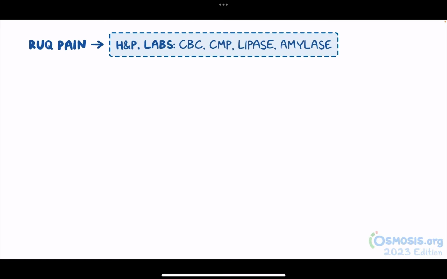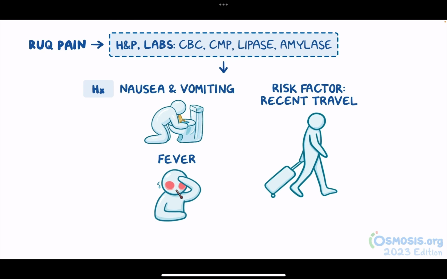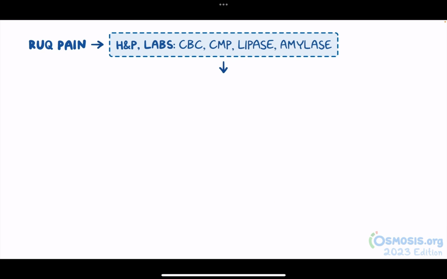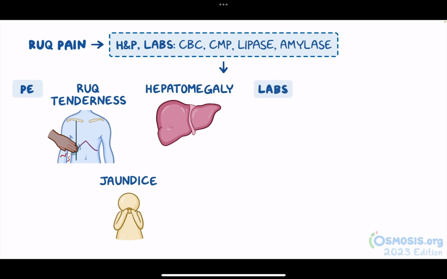Okay, let's move on to another important cause of right upper quadrant pain, which is acute hepatitis. Just like with other liver diseases, these patients present with nausea, vomiting, and fever. However, an important risk factor to look out for is recent travel. As before, a physical exam might reveal right upper quadrant tenderness, hepatomegaly, and jaundice, while labs are usually normal except for elevated LFTs, including fractionated bilirubin.